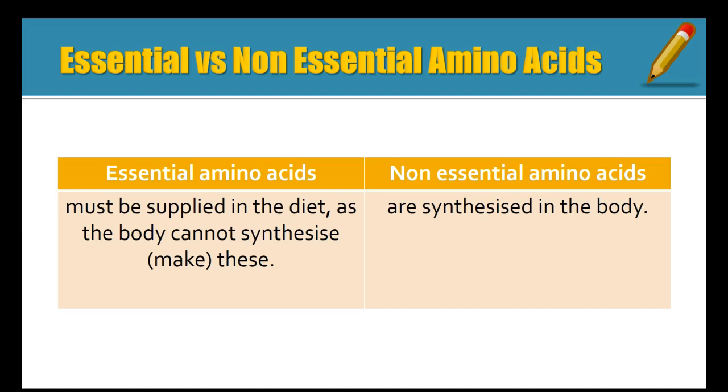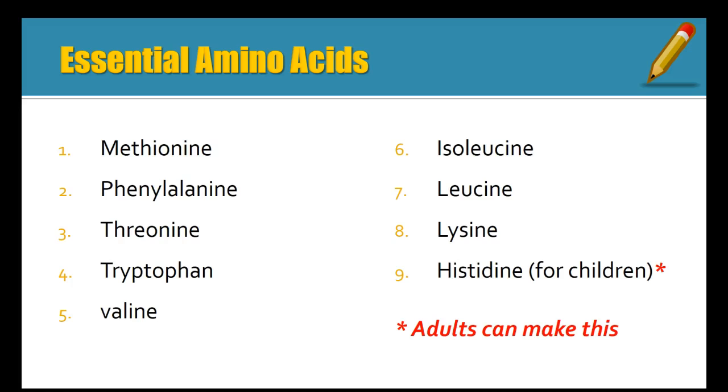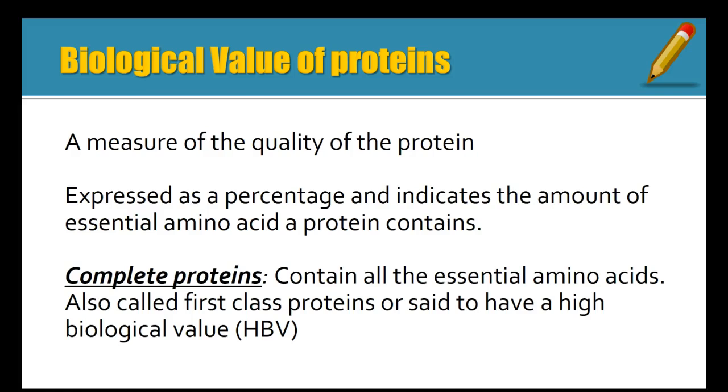So essential amino acids are the ones that must be supplied by the diet because your body cannot make these, whereas non-essential amino acids can be synthesized in the body. So of the 20 different amino acids, sorry, 23, but there are 20 in common, there are 8, or 9 if you're an infant, that are essential and must be consumed by the diet. So those essential amino acids are these ones here. I won't worry about reading them out. And the non-essential amino acids are these ones.